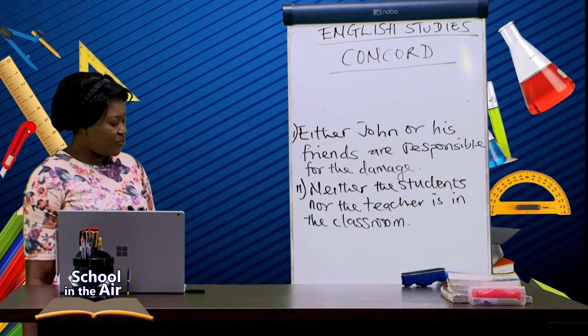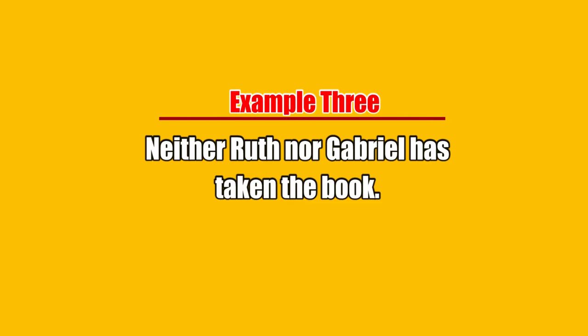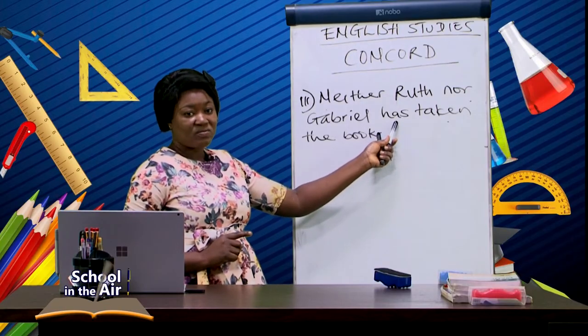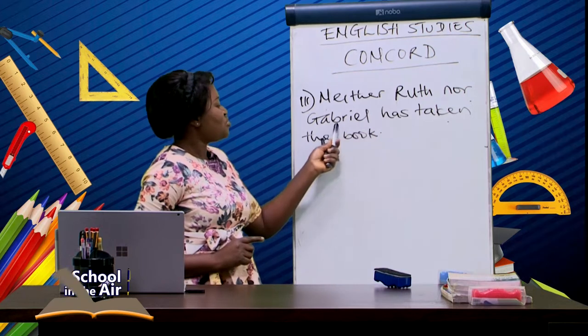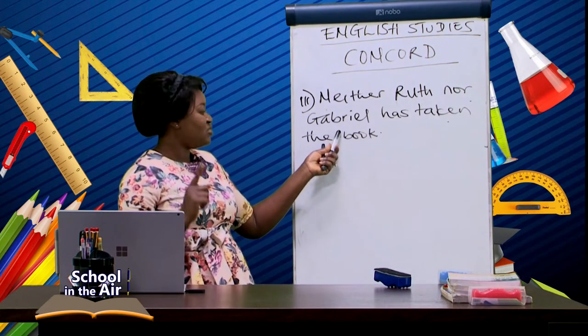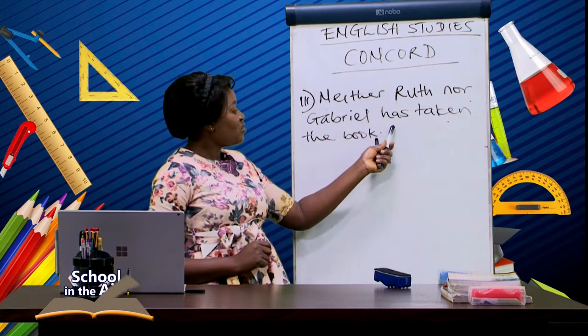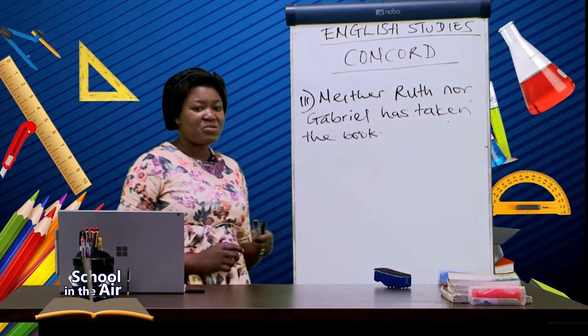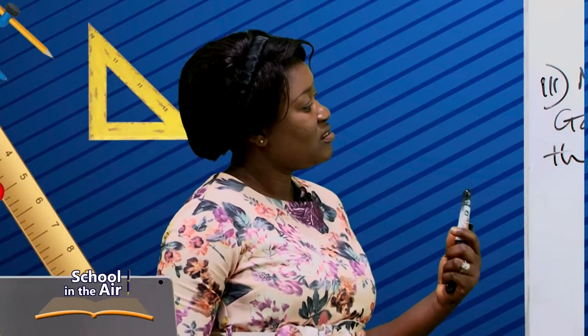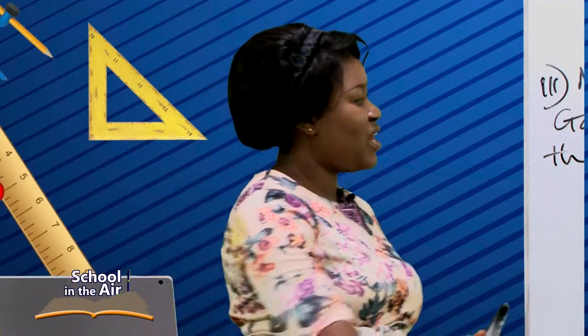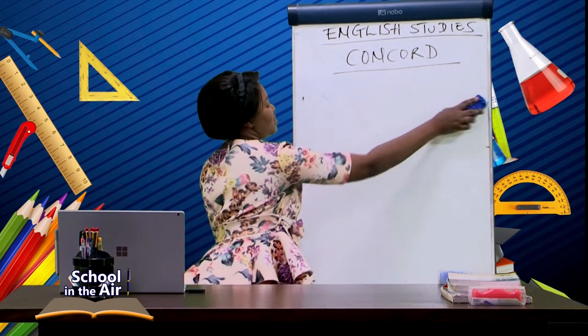I think it will be also good for us to take one more example on that for clarity. Neither Ruth nor Gabriel has taken the book. If you look at this sentence structure, you will see that we have Ruth, one person, and we also have Gabriel. But because we have a singular subject closer to the verb, that is why we have used has. We cannot use have because we don't have two people here. We only have one person, which is Gabriel. And that's why we have used a singular verb. So try more examples at home, applying this particular rule to construct more sentences.